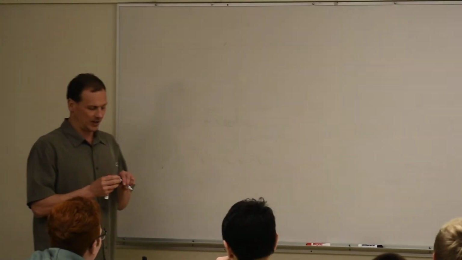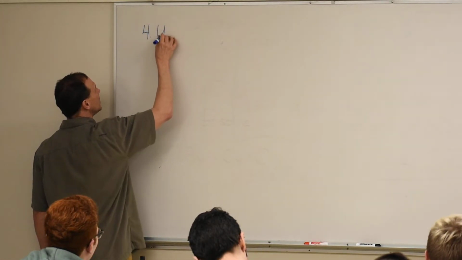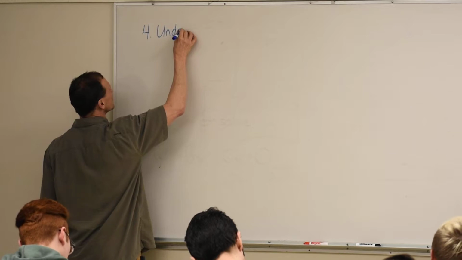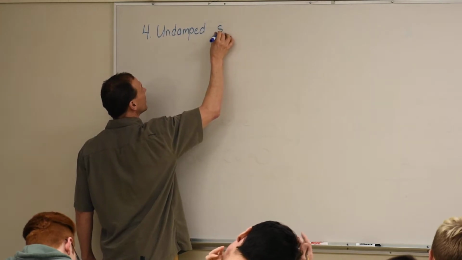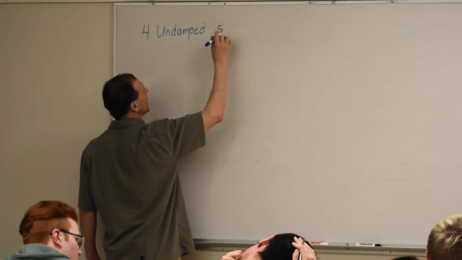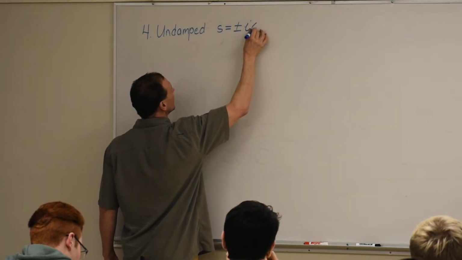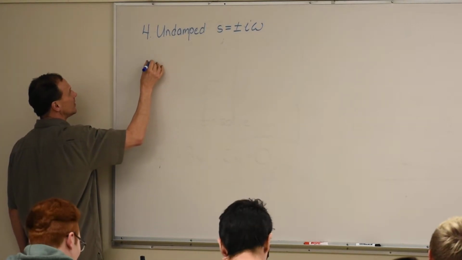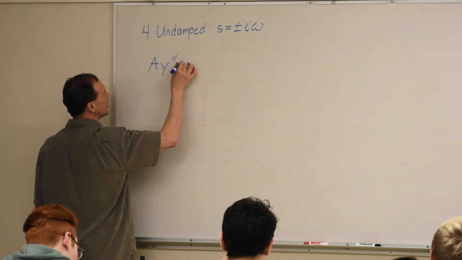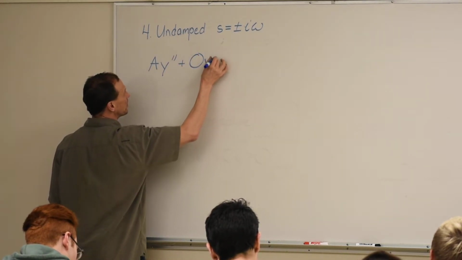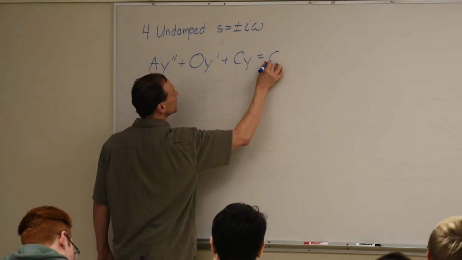And so what we would have is our fourth case. Our fourth case is undamped motion. So number 4 is undamped. And our solutions are s equals plus or minus i omega. It's really solving the system of A y double prime plus 0 y prime plus C y equals 0.